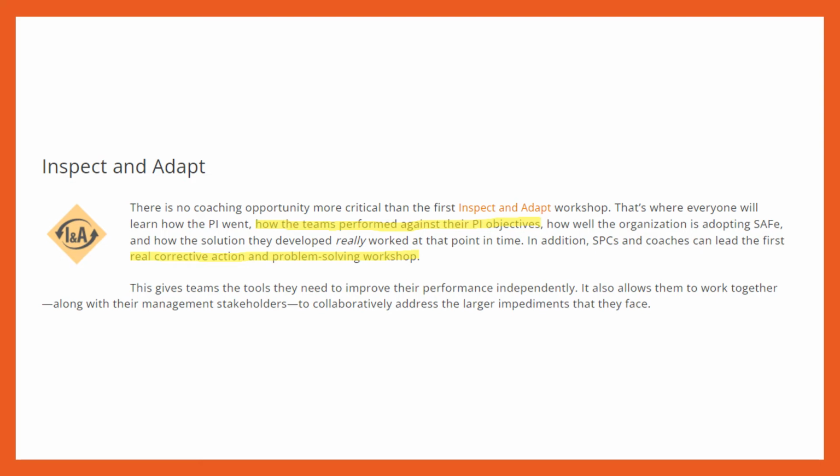In addition, coaches can lead the root cause corrective action problem solving workshop. You can use multiple tools like Pareto analysis. You can use 5 Whys analysis. You can use Ishikawa diagram. So these kinds of tools will help you in identifying the real corrective actions in problem solving workshops. Okay, so these are very, very important aspects in coaching ART execution, right?